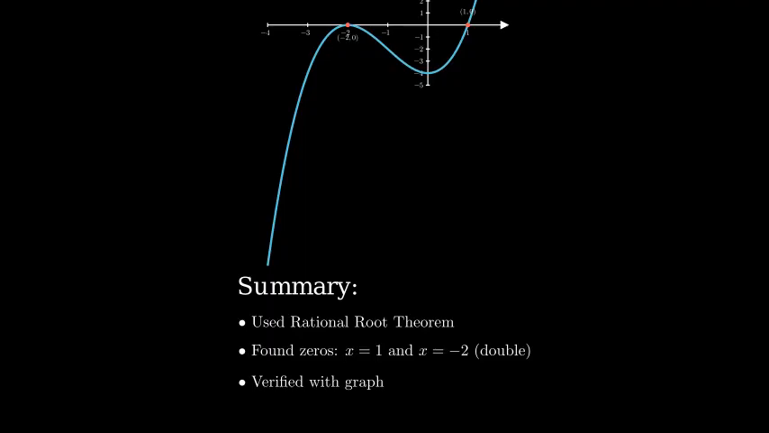x equals negative 2, which is a double zero. We found these using the rational root theorem and synthetic division, and verified our answer by graphing.